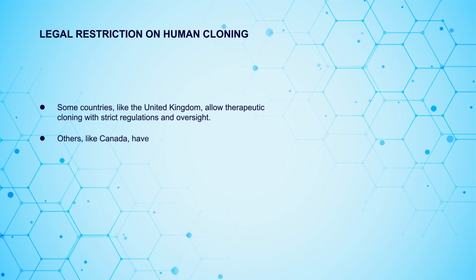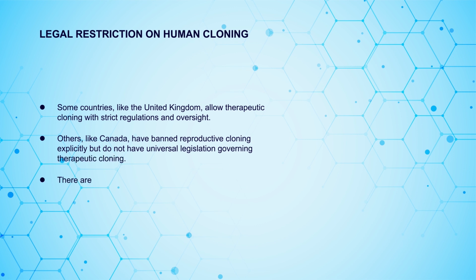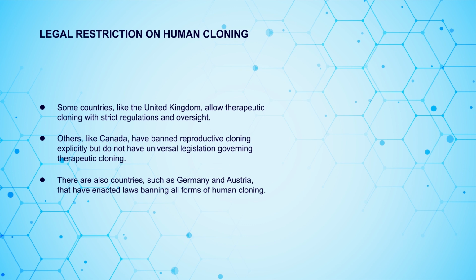Some countries like the United Kingdom allow therapeutic cloning with strict regulation and oversight. Others, like Canada, have banned reproductive cloning explicitly, but do not have universal legislation governing therapeutic cloning. There are also countries such as Germany and Austria that have enacted laws banning all forms of human cloning.